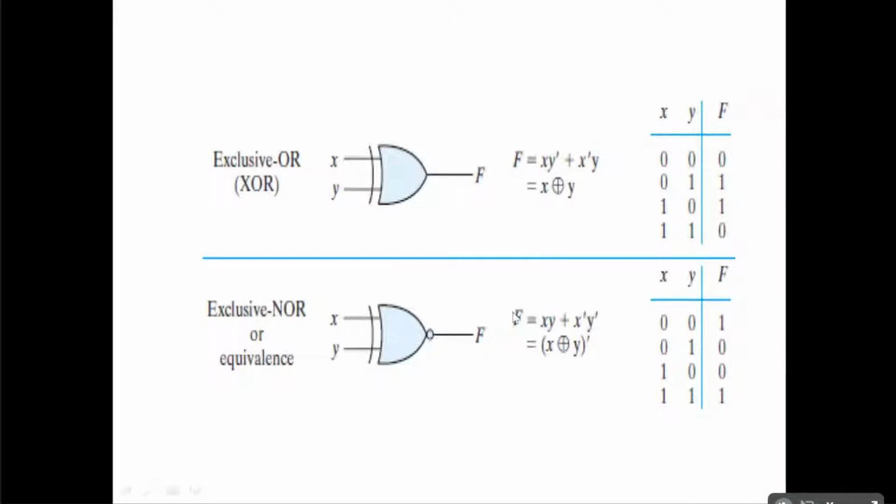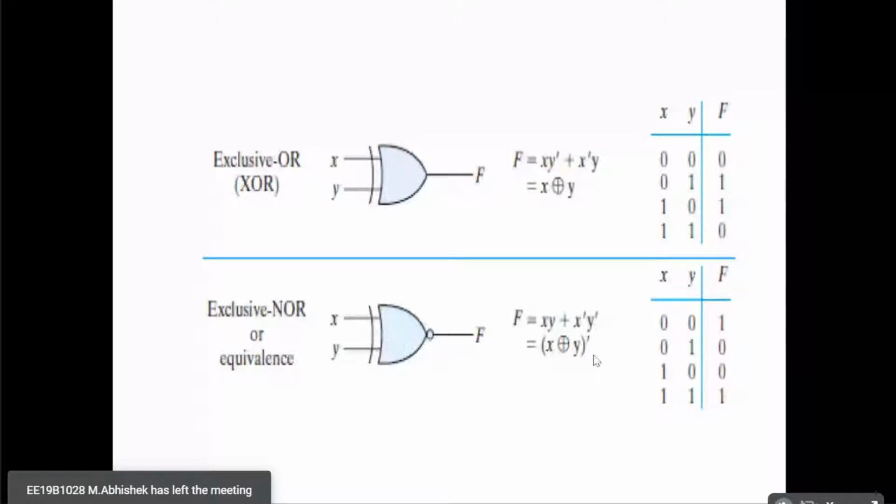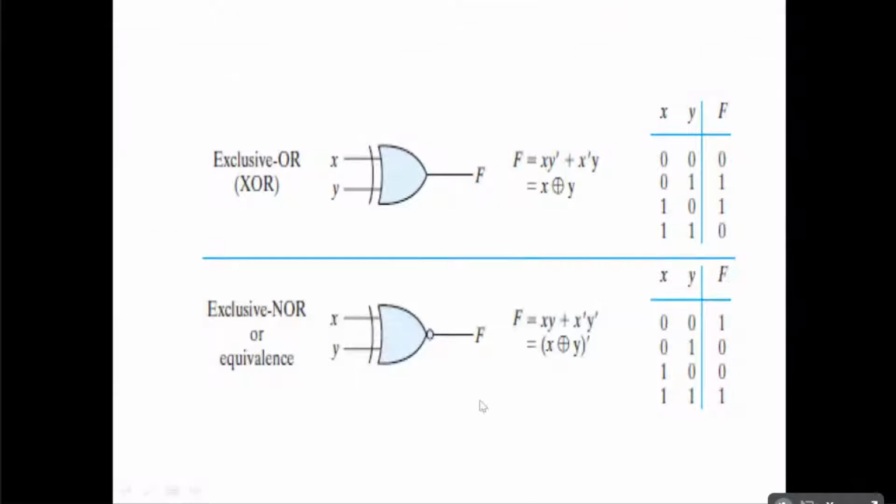Next one is the NOR gate. Here also, if you give 0, 0 as input, it will produce 1 as output. 0, 1 means it will produce 0 as output. 1, 0 means 0 as output.